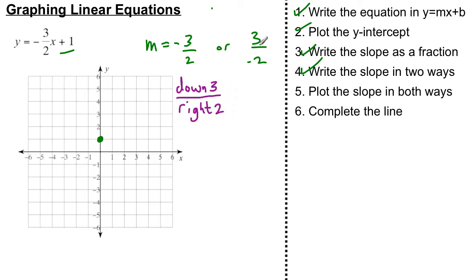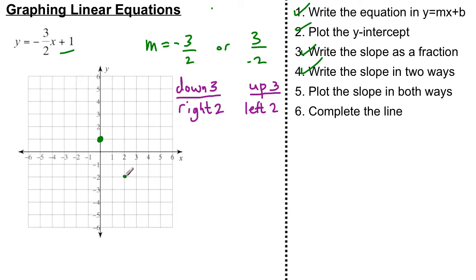Cool. This 3 and this negative 2, this says go up 3. And this minus 2 says go left 2. Okay, so we'll start and we'll do both of these. So this first one, we go down 3, right 2. Down 3, right 2. Right?